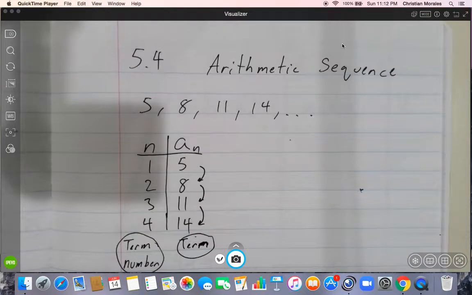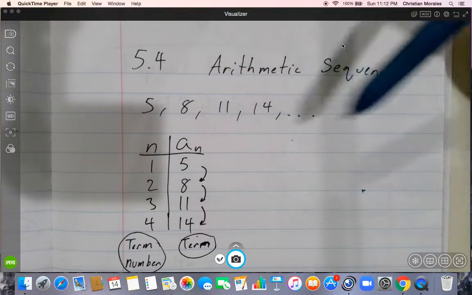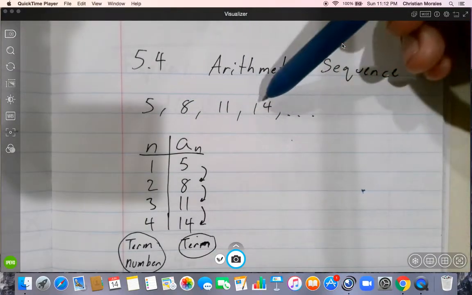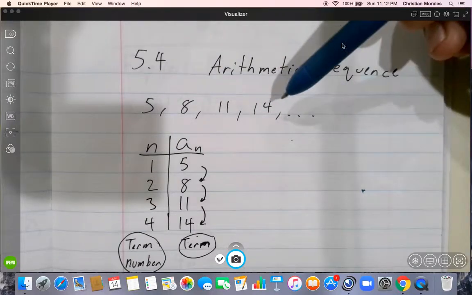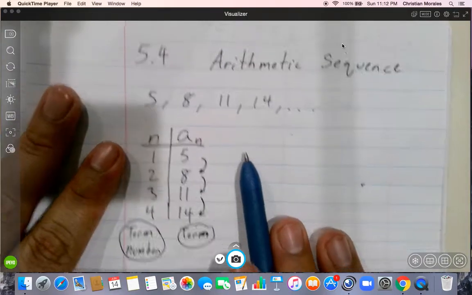Lesson of today, 5.4, arithmetic sequences. So I guess the easiest way to explain it, guys, it's a pattern. There's a pattern happening here. It's just a list of numbers that are connected by a pattern. So if you see it in a table, it might look something like this.